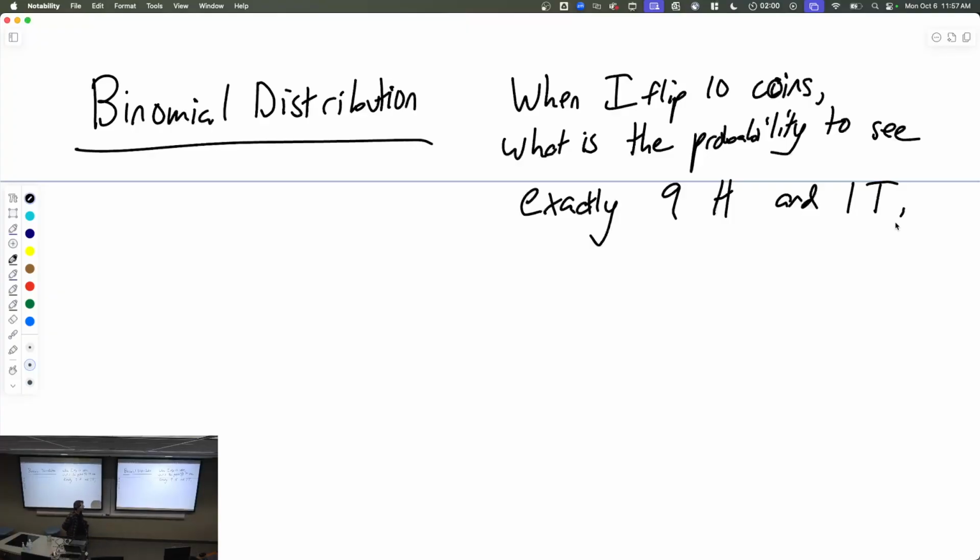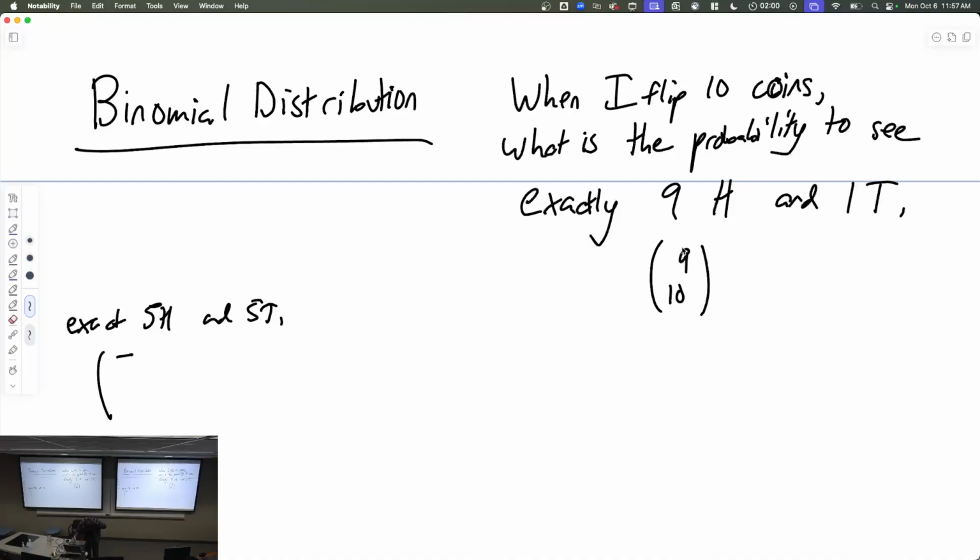And the reason this kind of question is tricky, like another question you could ask is, what about exactly 5 heads and 5 tails? The binomial distribution is called the binomial distribution because it involves this kind of factor of 10 choose 9. If we have 10 things, we choose 9 of them. Or 10 choose 5 over here. And this is why it's tricky. It involves these binomial chooses, and it's this question of what's the probability of seeing 9 heads and 1 tail. I will tell you, this is the right kind of idea.